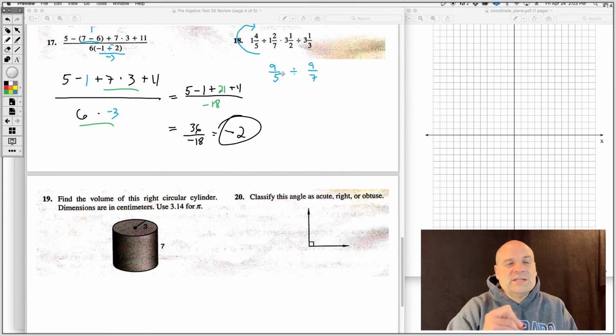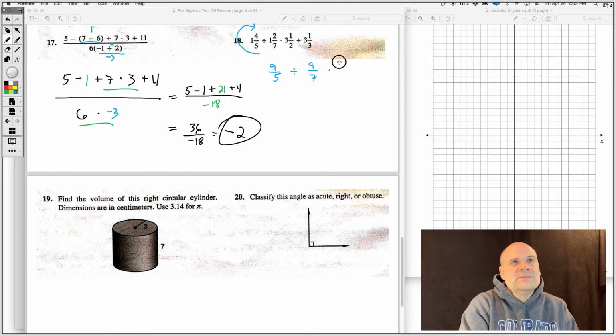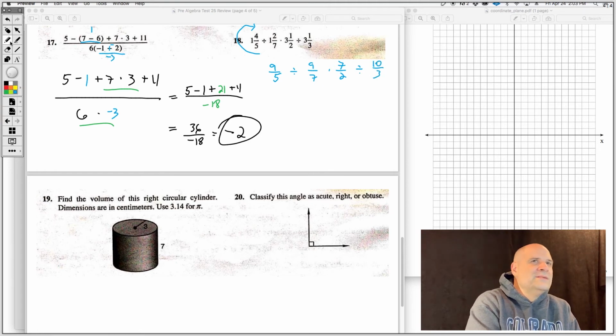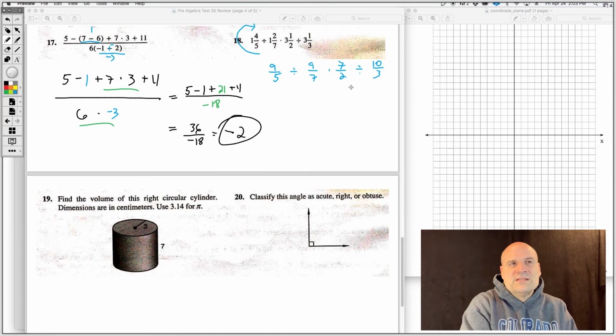Don't copy dot flop yet. If you do too much in your head, you're gonna lose it. Don't lose it. 2 times 3 is 6 plus 1 is 7. So times 7/2 divided by 10/3. Okay? So now we're gonna rewrite these as multiplication problems. We're just copy dot flopping the division problem. So this is 9/5 dot 7/9 dot 7/2 dot 3/10.